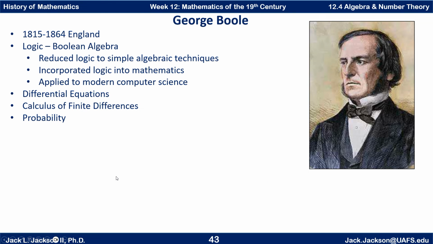Another mathematician I want to mention is George Boole. He was born in 1815, died in 1864 in England, and he did a lot of work with logic, and his idea was to reduce logic to some simple algebraic techniques and to incorporate logic into mathematics. This led to what we now call Boolean algebra, and it is applied to modern day computer science. So Boolean algebra is extremely important in understanding how programming works and how computer science works. He also did some work on differential equations, calculus of finite differences, and probability.